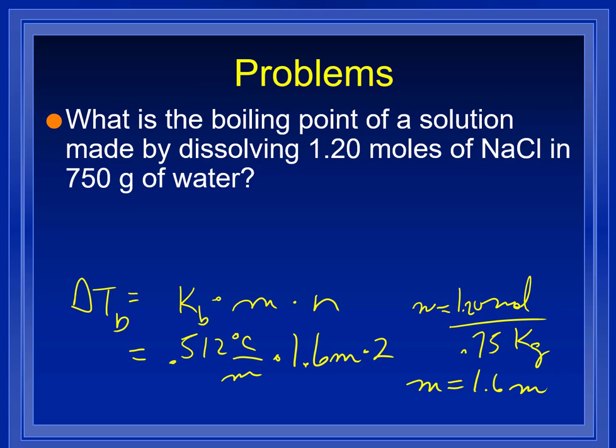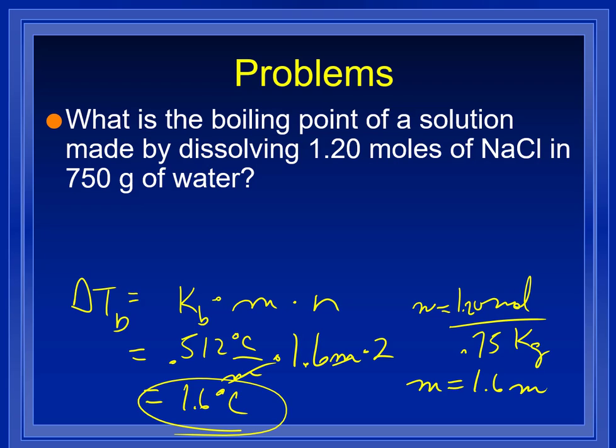Okay, so 0.512 times 1.6 times 2 equals... 0.512 is 3 sig figs, 1.6 is 2. That 2 is a counted number, so it's unlimited. So I should have 2 sig figs, 1.6, and my units work out to be degrees Celsius. And you circle that answer, and Mr. Green marks it wrong, because you just said water was going to boil at 1.6 degrees Celsius.